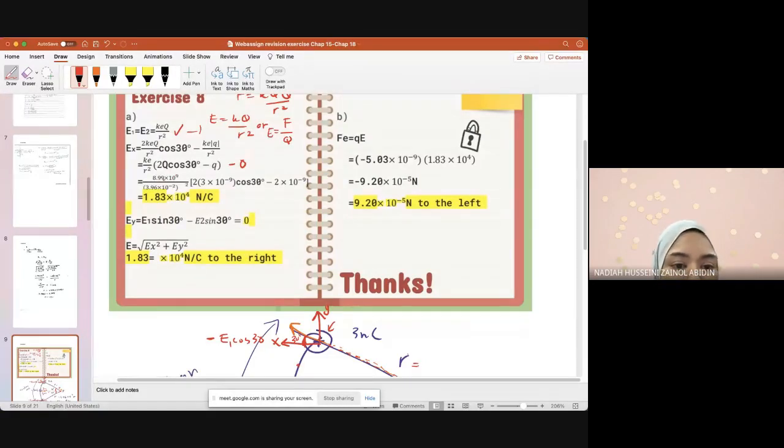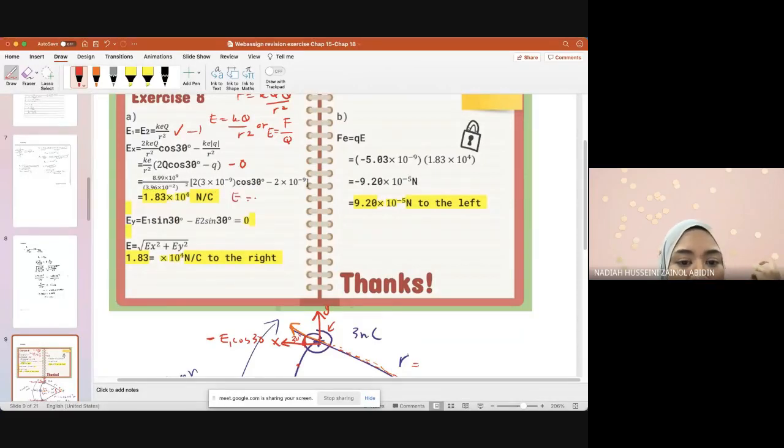Okay, and then K over R squared. It's okay Danish, we're learning here, so don't be shy ke apa. Biasalah tu buat salah. Okay, so 2 times 3 times 10 to the minus 9 cosine 30 minus 2 times 10 to the minus 9. Okay, betul. 1.893 times 10 to the 4 Newton per coulomb.